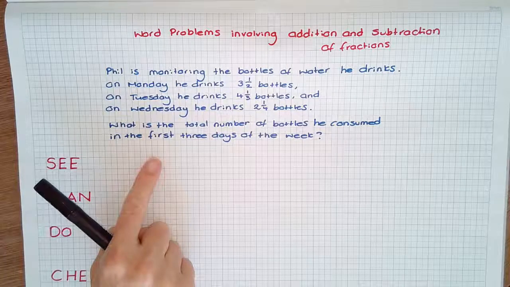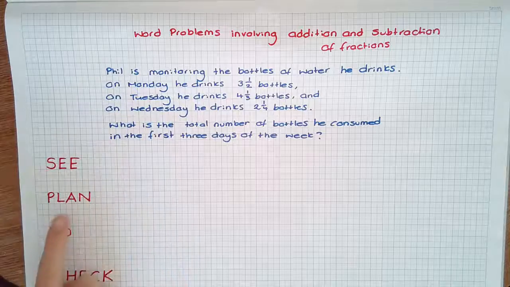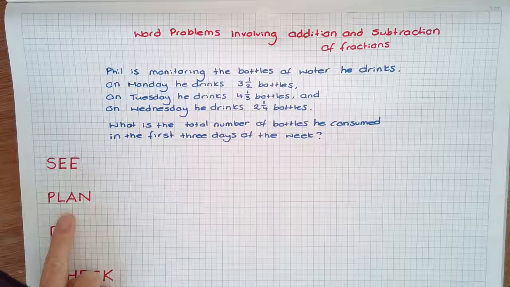Identify the important information. Plan. How can you solve the problem? What methods can you use to help solve the problem? It could include drawing a picture or setting out a series of steps.